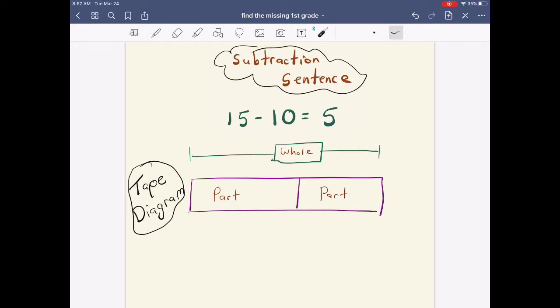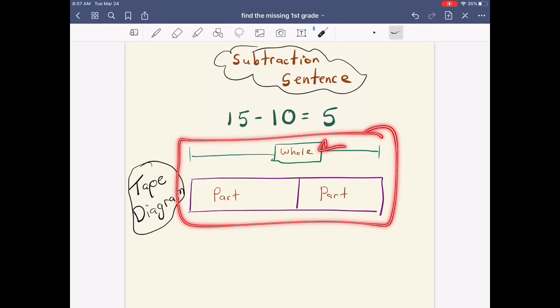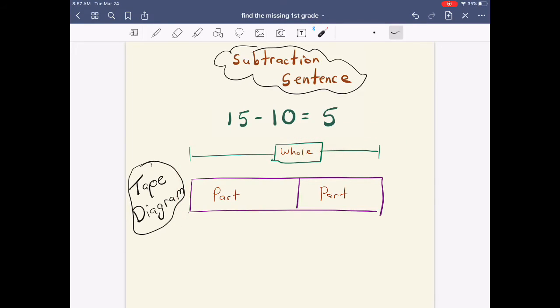A tape diagram is really cool when you're subtracting. It breaks it up into 2 parts, or 3 parts, depending on how many you're subtracting. But today we're only doing 2. So we have 2 parts, and it'll have a whole. The top part is called a whole. And this is called a tape diagram. So every time you hear me use that word tape diagram, think of this. The whole goes on top, and the parts go in the rectangle part.